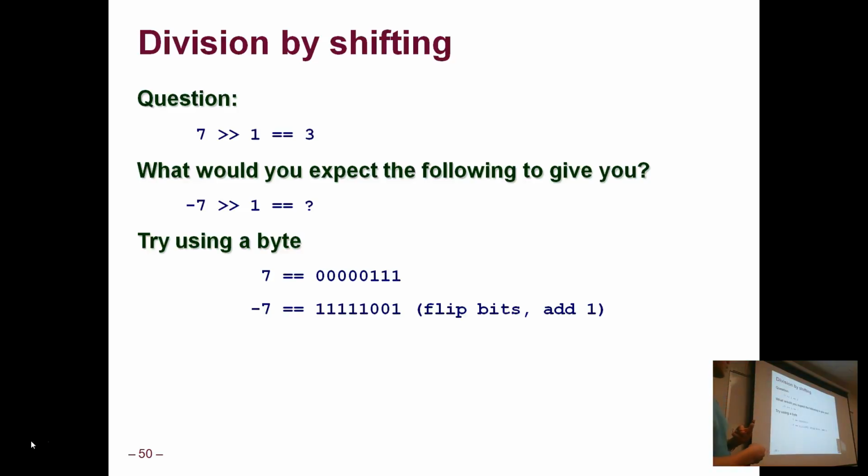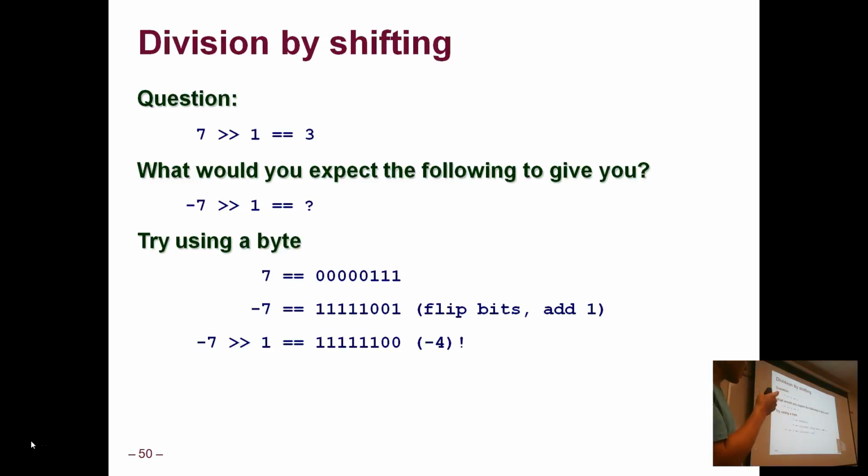First you take 7. This is positive 7. To generate the 2's complement of this, the negative 7, you can flip all the bits and add 1. I'm just doing it for a byte, assuming this gets stored in a char. This is your positive 7. This is your representation of negative 7. So it's negative 128 plus 64 plus 32 plus 16 plus 8 plus 1. So you flip the bits and add 1 to get negative 7. Then you right shift it by 1, and it gives you negative 4.